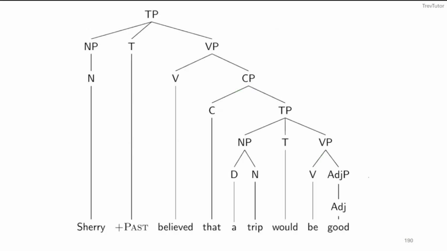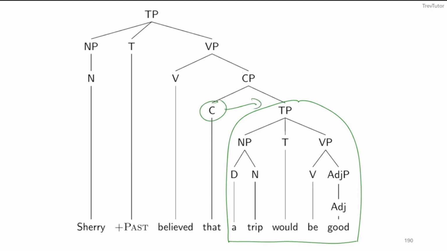So here's a full sentence. Sherry believed that a trip would be good. Let's just focus on a trip would be good, because this is its own tense phrase. Basically, we're going to build the tense phrase for a trip would be good, which is a noun phrase subject, modal T would, and then verb phrase be good. And that tense phrase is introduced by a complementizer C, which builds into a complementizer phrase, and then the verb takes the complementizer phrase as the direct object.